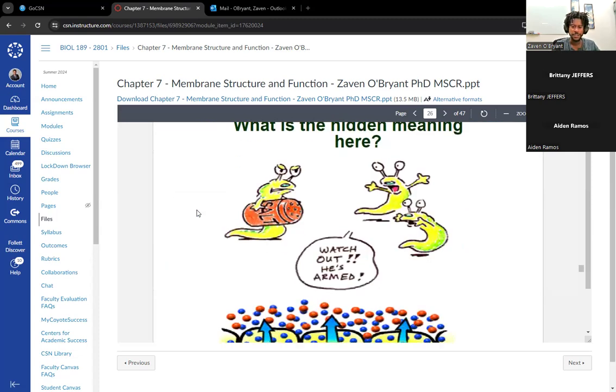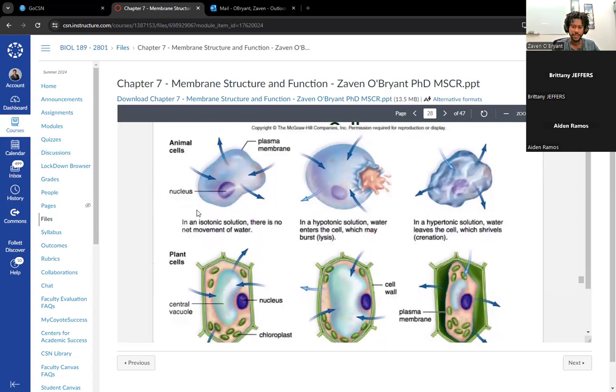So the pictures that are right here to describe the actuality of osmosis are the most helpful because it's showing where the water is and it's showing where the solute is. And so in the first part of the picture here, this part, those have an equal concentration of water and solute, and that's why the arrows are equal. And so there's two arrows going in and two arrows going out. So it makes it isotonic.